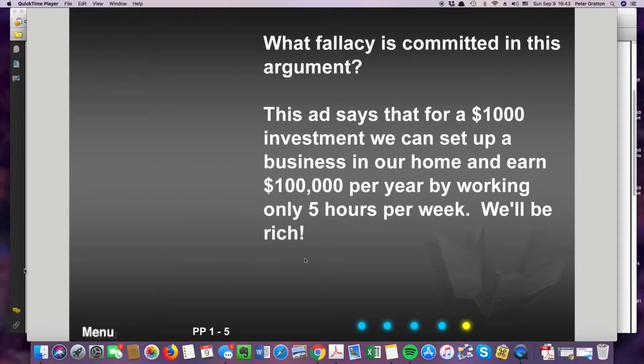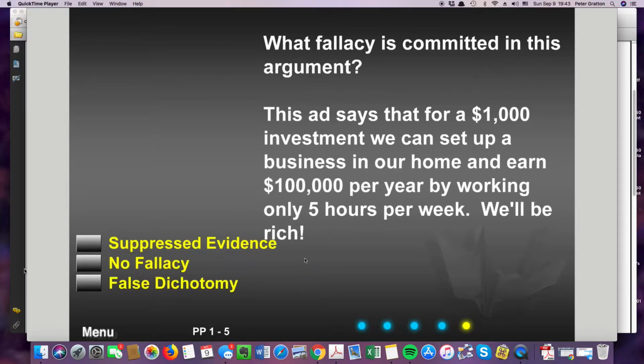This ad says that for a $1,000 investment, we can set up a business in our home and earn $100,000 per year by working only 5 hours per week. We'll be rich. Okay, so when have we seen the word advertisement both in the book and here? Well, we saw it when it came to suppressed evidence. In other words, we can set up a business in our home and earn $100,000 per year by working only 5 hours per week.